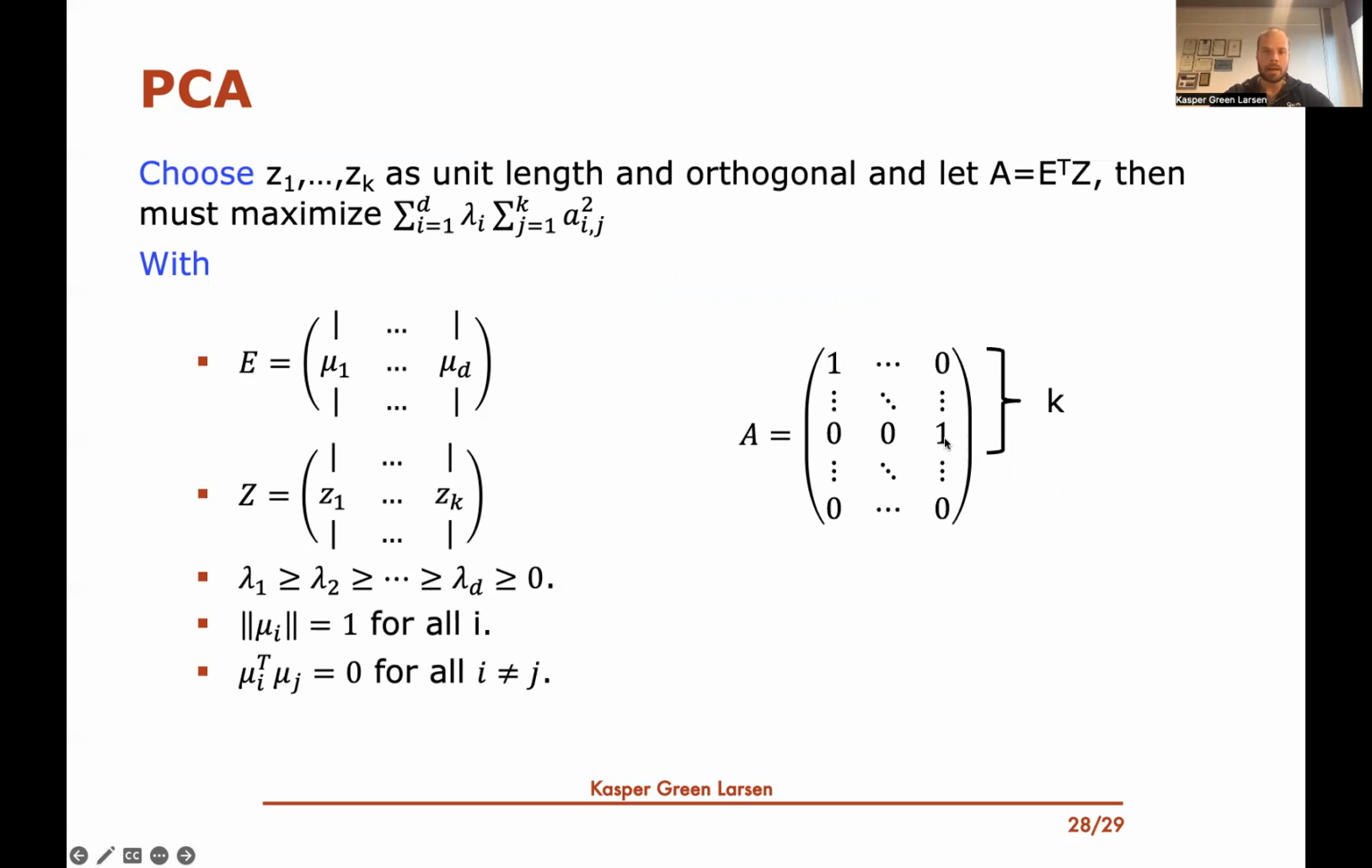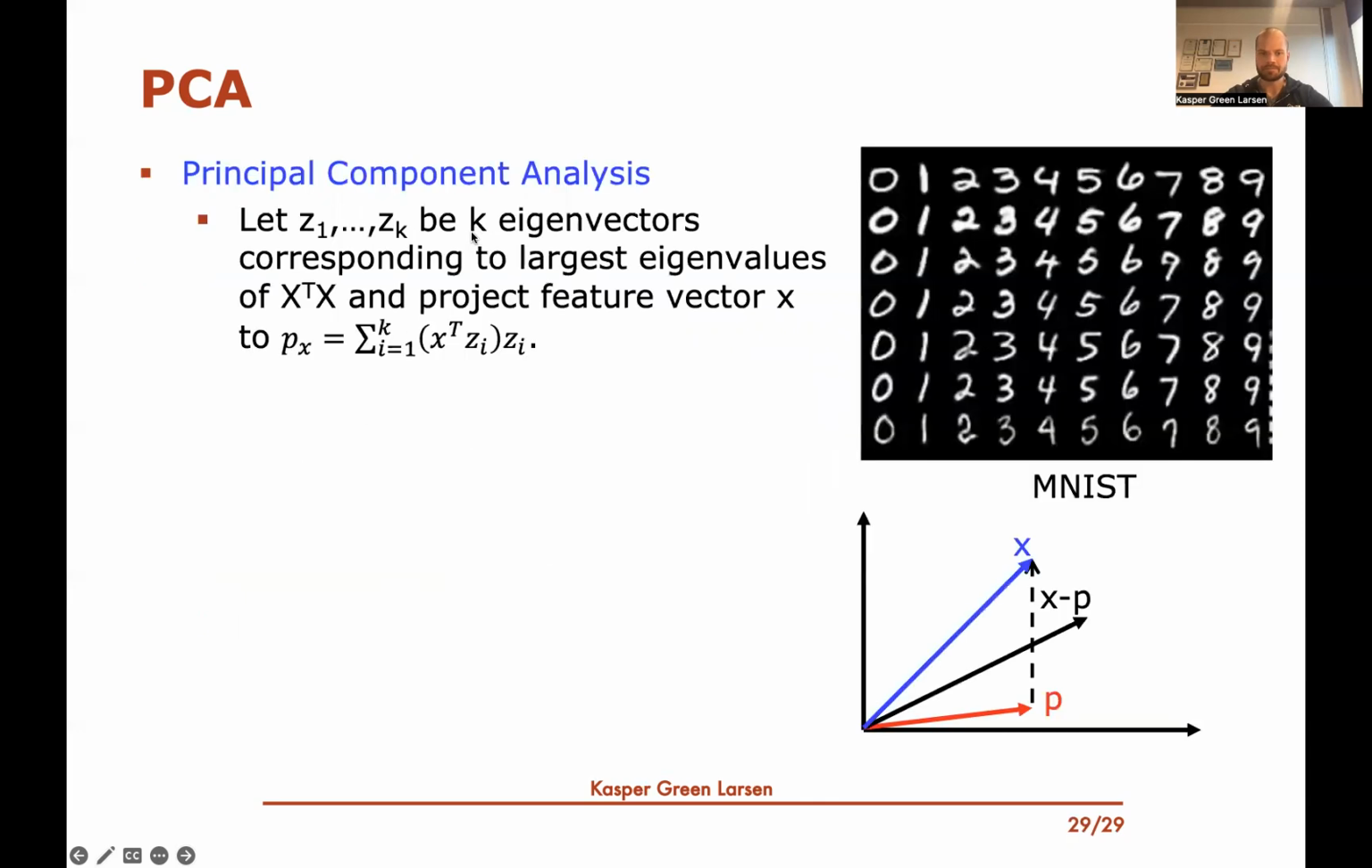So you cannot possibly make a better choice, because this is going to maximize the sum when we weigh them by the lambdas. So this proves that the best choice of set 1 to set k are these mu i vectors, the k eigenvectors corresponding to the k largest eigenvalues of X transpose X. This is the optimal choice of set 1 to set k. Now we actually proved it.